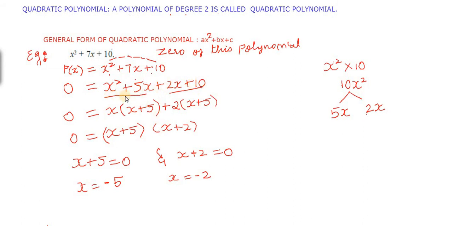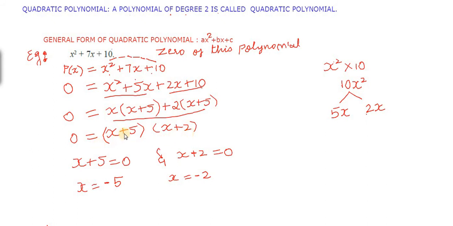Now I grouped these two terms, x square plus 5x, and also grouped 2x plus 10. In the first two, what is common? x is common. If we take out x as common, we remain with x plus 5. Then in the other two, 2 is common, since 2x and 10 are divisible by 2. So 2 times x plus 5. Now x plus 5 is common. If we take out x plus 5 as common, what remains is x plus 2. Therefore 0 is equal to x plus 5 times x plus 2.